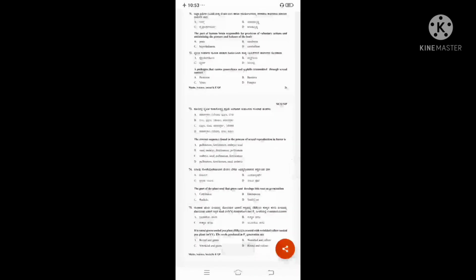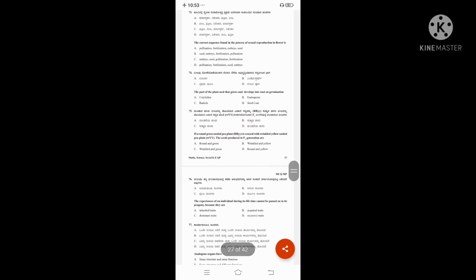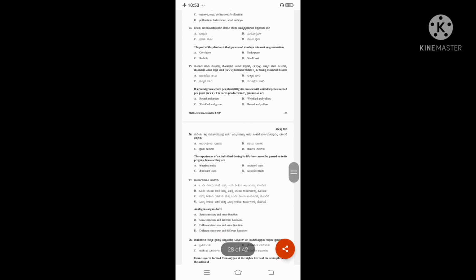The part of the human brain responsible for precision of voluntary actions and maintaining posture and balance of the body. Posture and balance completely depend upon the cerebellum. Option D is correct. The pathogen causing gonorrhea, transmitted through sexual contact, is a bacterium. Option C is the correct answer. The correct sequence of the process of sexual reproduction in a flower is pollination, fertilization, embryo and seed. Option is correct.